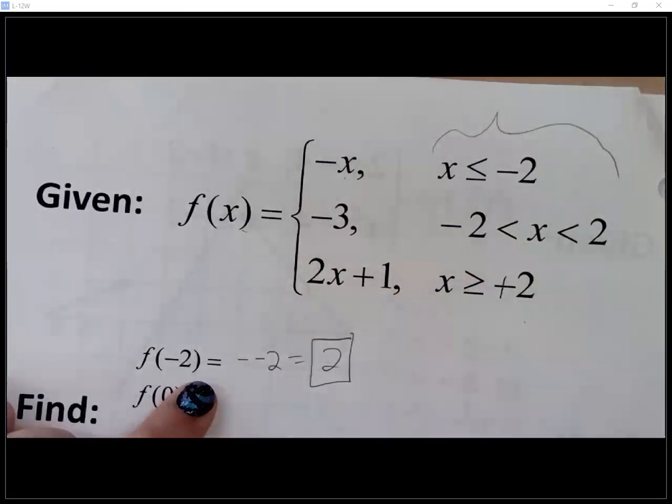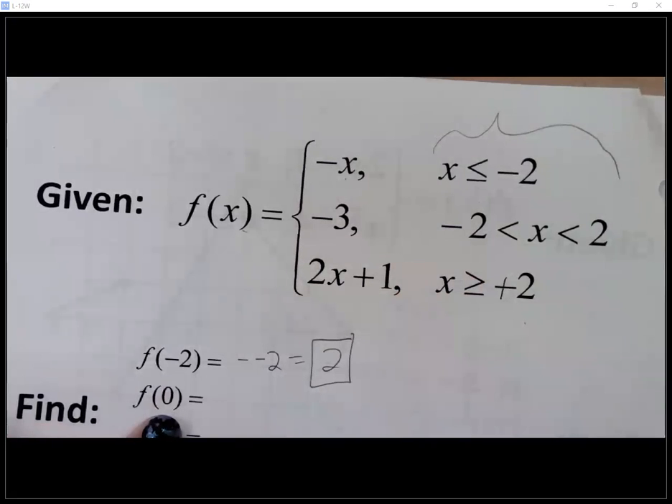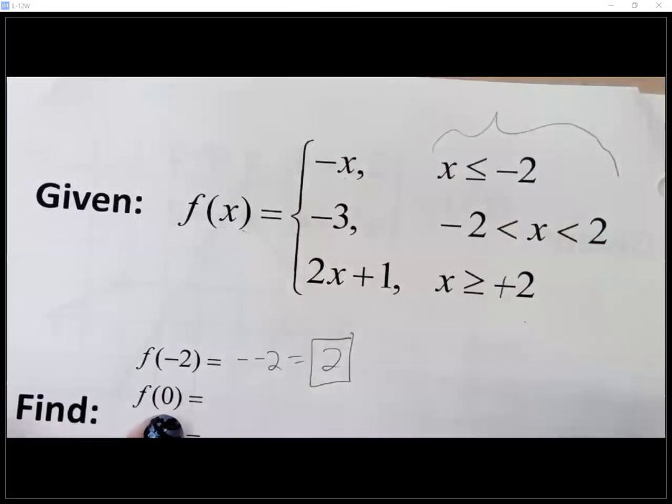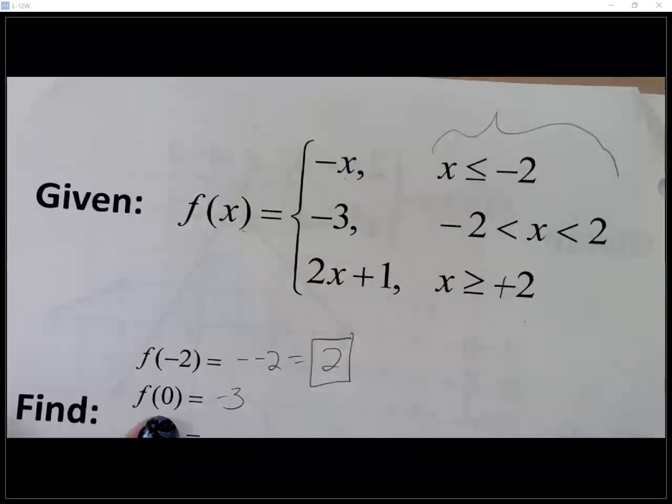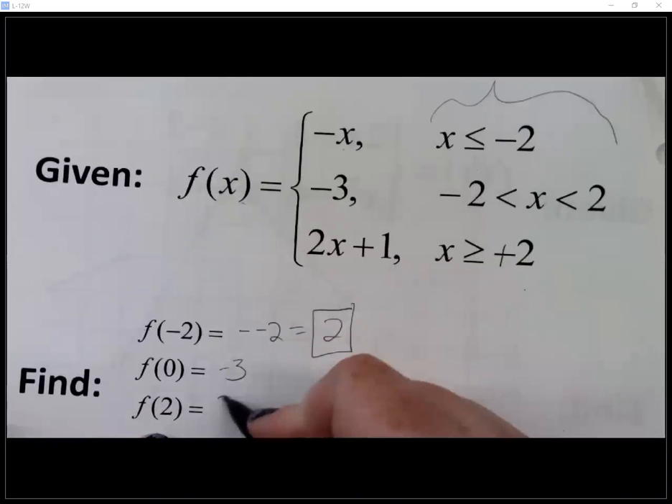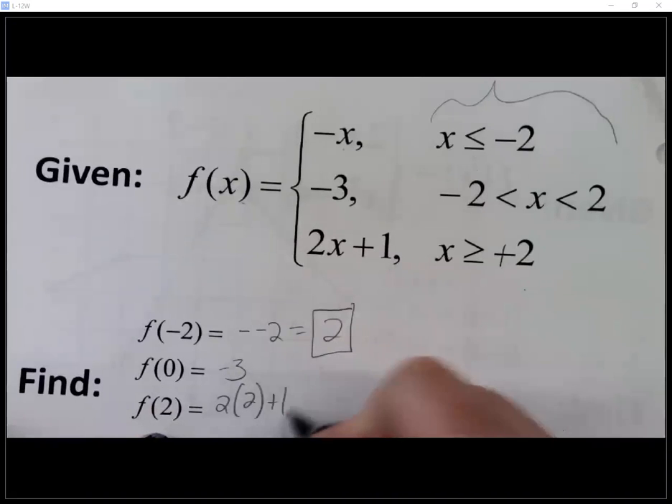Okay, where does 0 work? Top, middle, or bottom? The middle. So that just means it's just giving me my answer. It's just, hey, your answer is just -3. You don't even have to do anything. And where does positive 2 work? The top, the middle, or the bottom? The bottom. So I'm going to do 2 times 2 plus 1. I get 5.